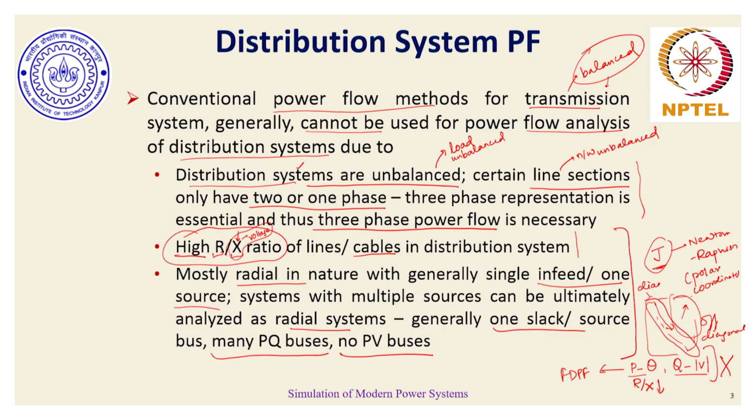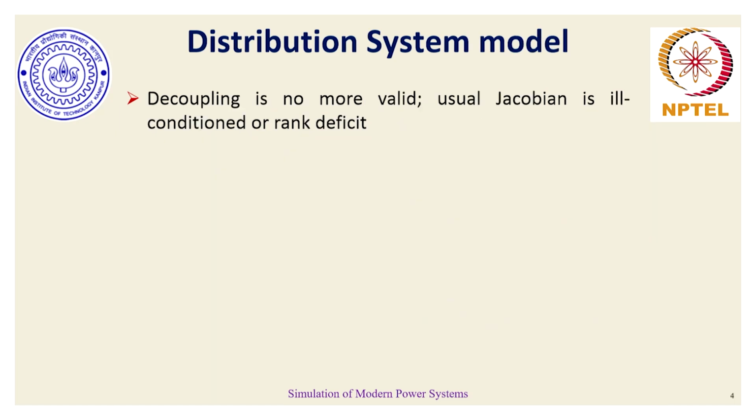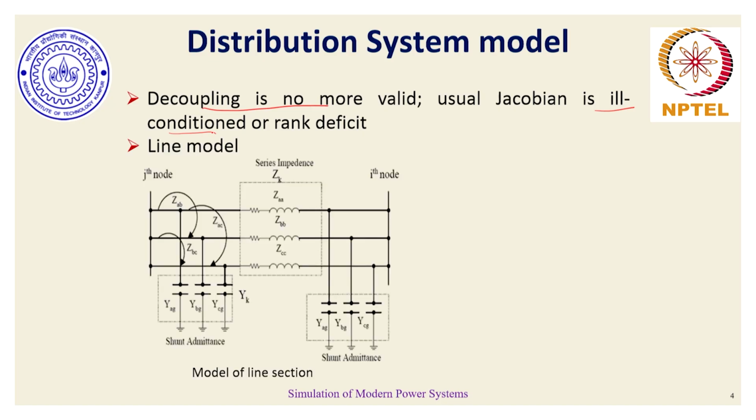In fact, if I were to summarize, both real and reactive power have correlation with voltage phase angle as well as magnitude. The quantum of their significance or relationship varies for different systems based on their operating voltage and R by X ratios. So as I mentioned earlier, the decoupling aspect is no more valid. P and theta are not just decoupled from Q and V; all four elements are dependent on each other. The Jacobian starts becoming ill-conditioned or rank deficient, and hence one has to also understand what can be done so that the distribution network power flow can be done.